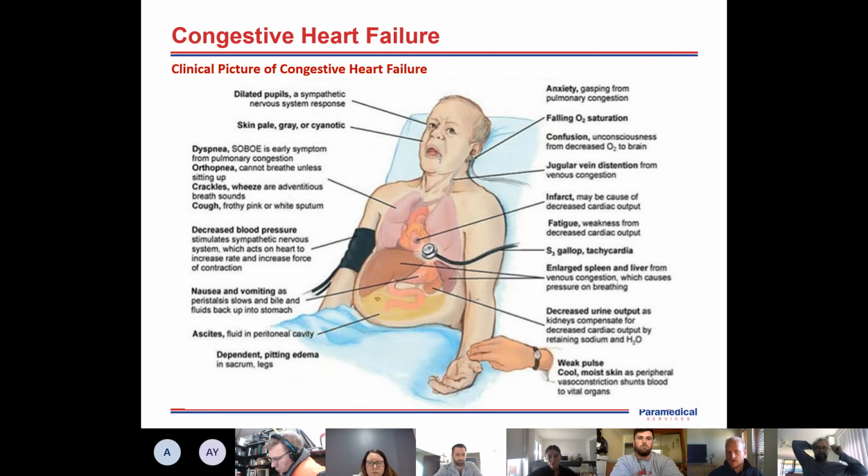We can see here with the clinical picture that there's a whole range of different presenting clinical symptoms, but a lot of these are not going to be indicative of an acute myocardial infarction. And that is the S3 gallop, the jugular vein distension, the falling O2 saturations, dyspnea, orthopnea, and crackles and wheezes. These are some of the things that will be prevalent in congestive heart failure as opposed to an infarct that has occurred.